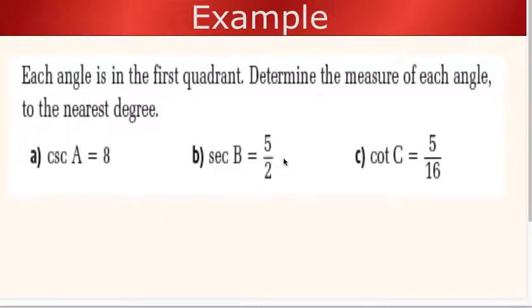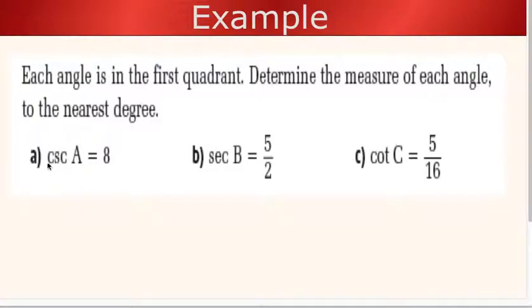Our next set of examples for reciprocal trigonometric identities is to do what we've done before: figure out angles. If I know a ratio, let's figure out an angle in a right triangle, like we would have done in grade 10. It says each angle is in the first quadrant, so we're only looking at right triangles and angles less than 90 degrees. It's to determine the measure of each angle to the nearest degree.